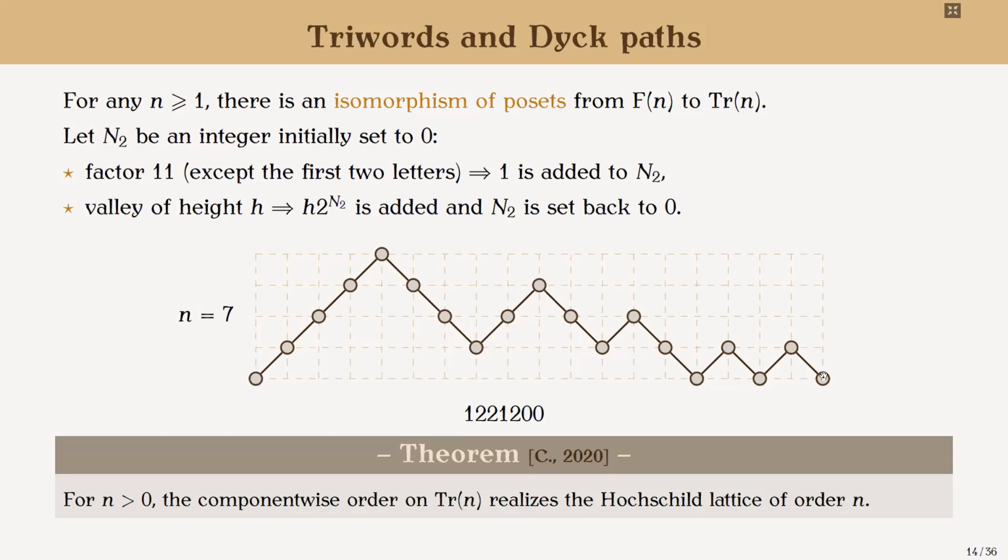how to go from this Dyck path to this triword. We have to read our Dyck path from left to right. When we see a factor 1, 1, except for the first two letters, we add 1 to a counter denoted by N2. And we stop when we see a valley.